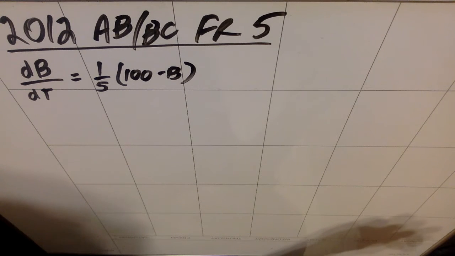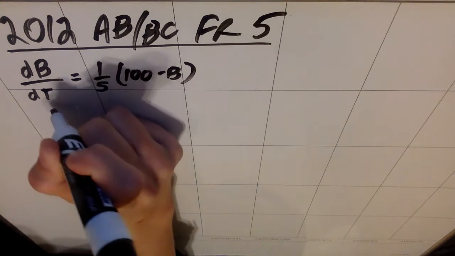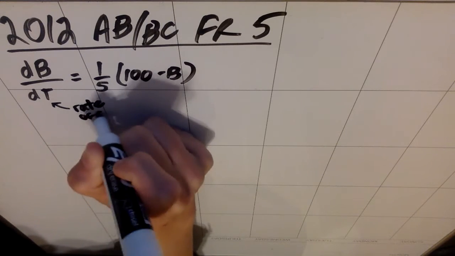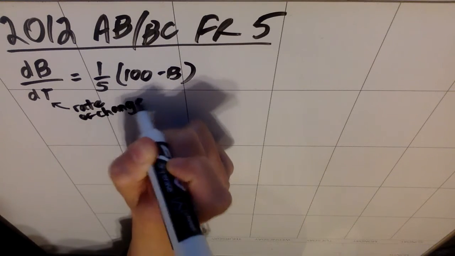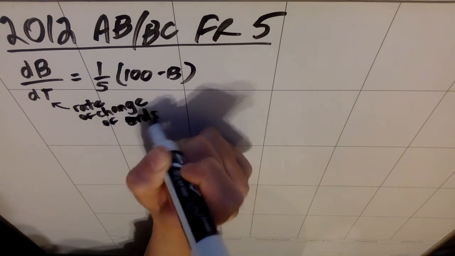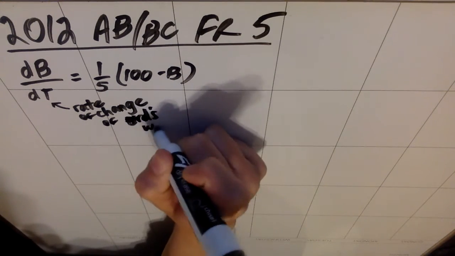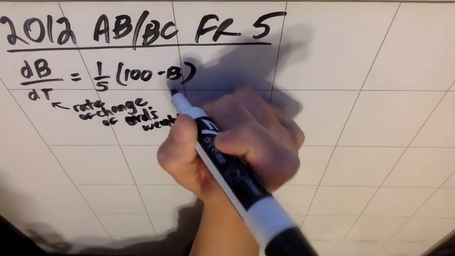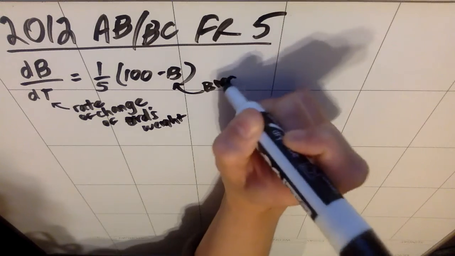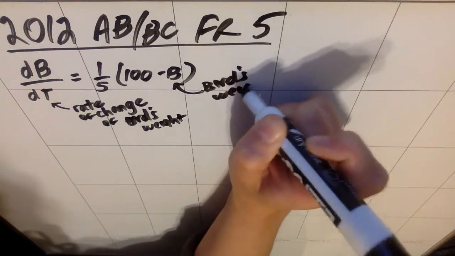All right, A, is the bird gaining weight faster when it weighs 40 grams or weighs 70 grams? Explain your reasoning. Okay, so dB/dt is the rate of change of the bird's weight. Whereas b of t itself is the bird's weight at a given time. So that's the bird's weight.